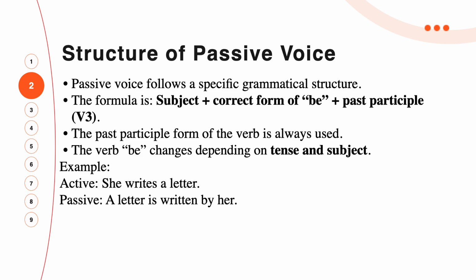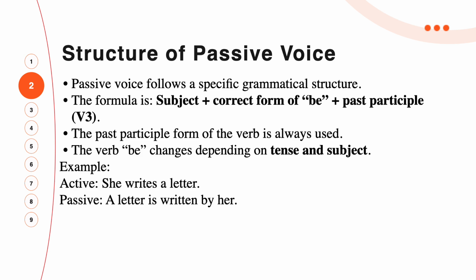Structure of passive voice. Passive voice follows a specific grammar structure. The formula is subject plus correct form of be plus past participle, verb 3. The past participle form of the verb is always used. The verb be changes depending on tense and subject. Example: she writes a letter. A letter is written by her.